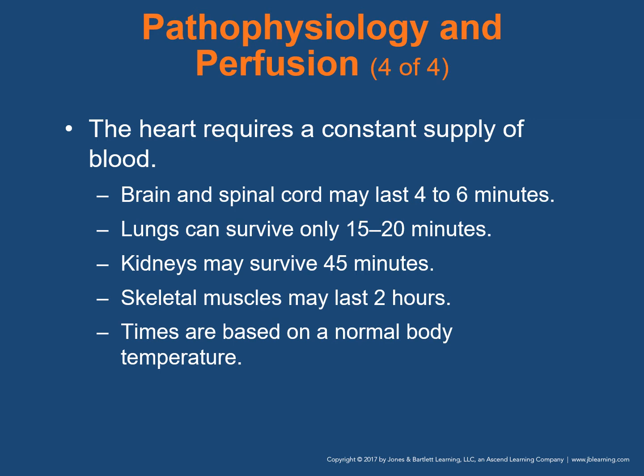We know that the heart requires a constant supply of blood. Honestly, a constant supply of blood that has an appropriate balance of oxygen and nutrients and is able to then remove waste. The brain and the spinal cord can go for 4 to 6 minutes before we start to see long-term impacts. The lungs can survive 15 to 20 minutes without getting an oxygen supply. Kidneys can survive up to 45. Muscles can last 2 hours in a healthy, appropriately temperatured adult.